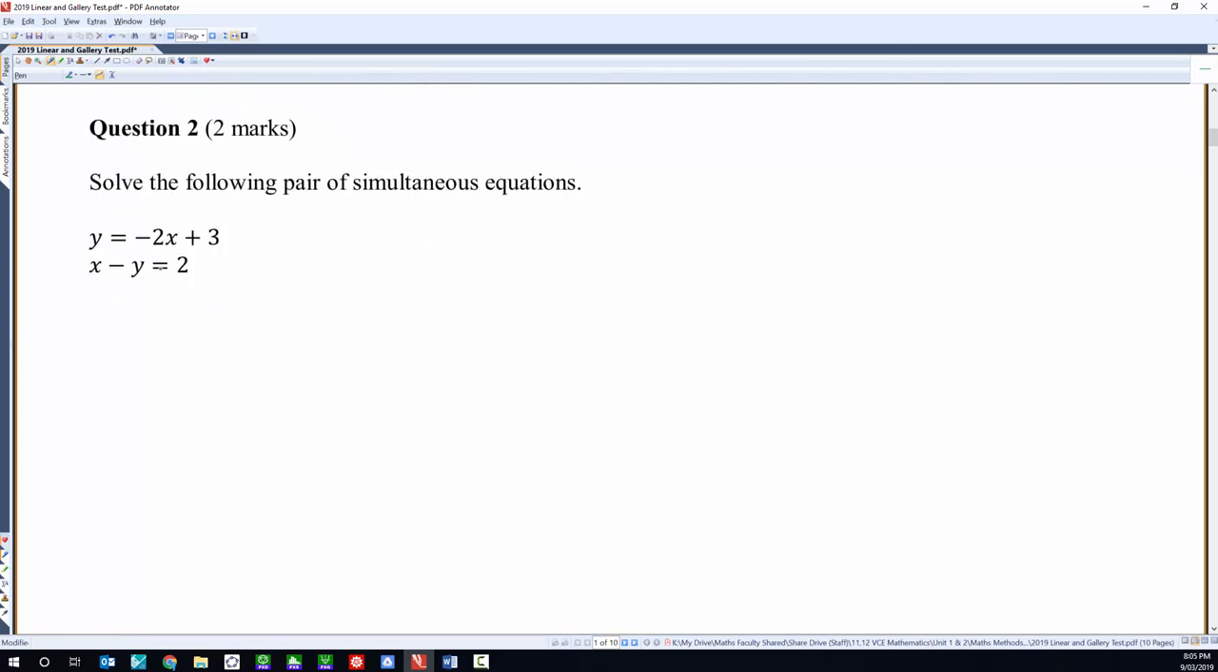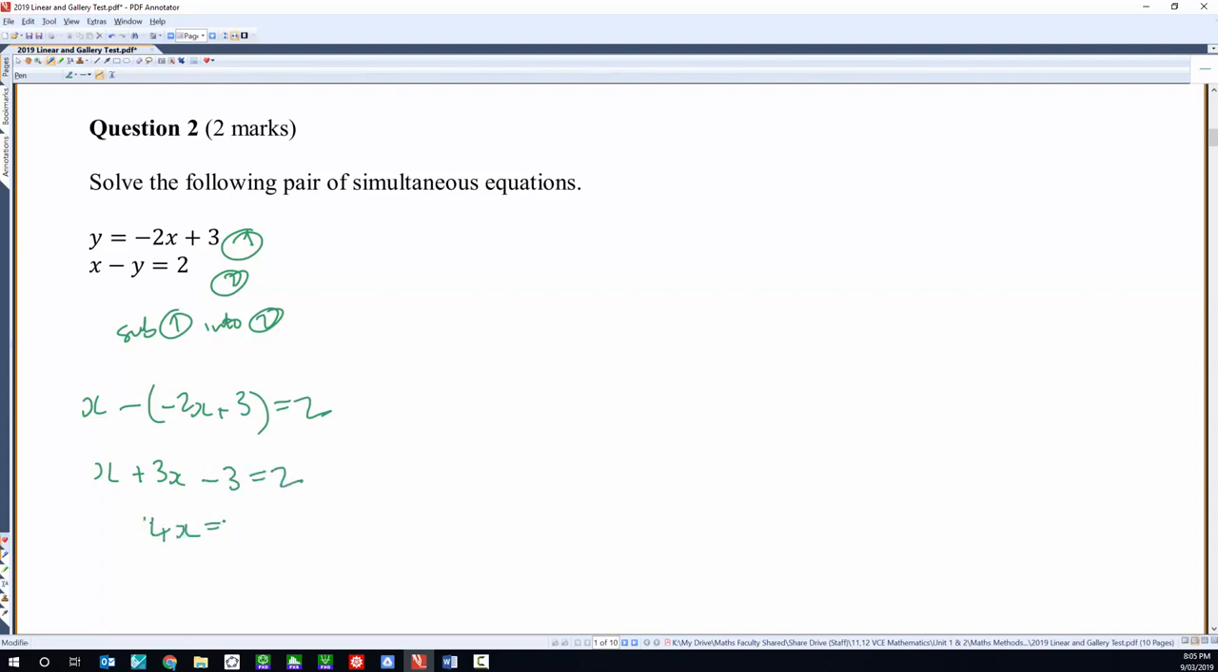Okay, the simultaneous equations question. So what I'm going to do is use the method of substitution. I'm going to put y into here. So 1, 2, I'm going to sub 1 into 2. Okay, so that means I've got x take negative 2x plus 3 equals 2 after the substitution. x plus 2x take 3 equals 2. 4x equals 5 and x equals 5 on 4.